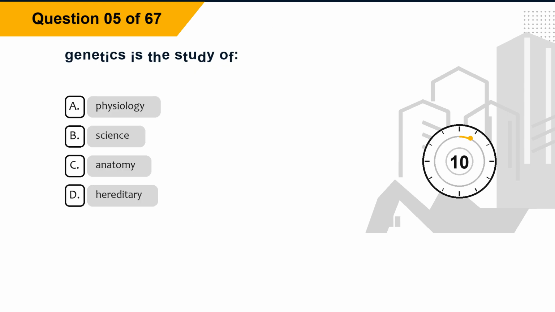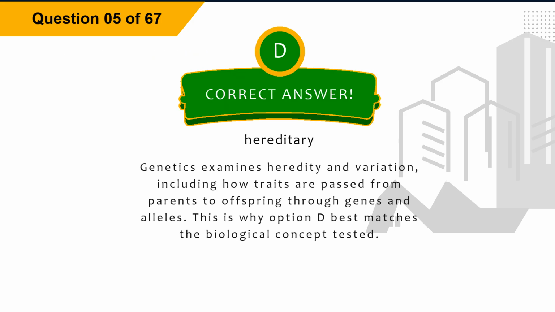Question 5. Genetics is the study of option A, physiology. Option B, science. Option C, anatomy. Option D, hereditary. The correct answer is option D, hereditary.